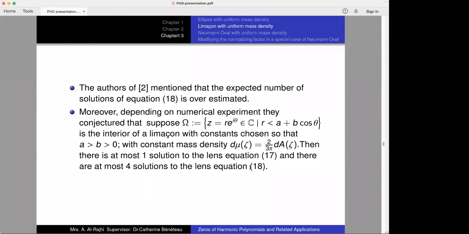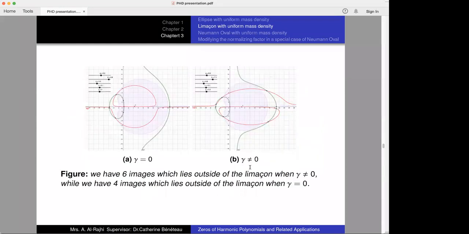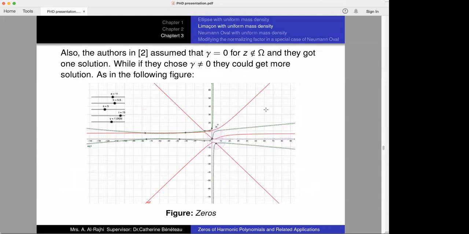We found a counterexample for this conjecture. As you see here, I'm not sure if it's clear enough, we have 1, 2, 3, 4 solutions when gamma is 0. And here we have 6 solutions with gamma not 0, while they said there is just 1 solution. And also, they considered the case gamma is 0. What about when gamma is not 0 for the same parameters? They can get at least 3 solutions.